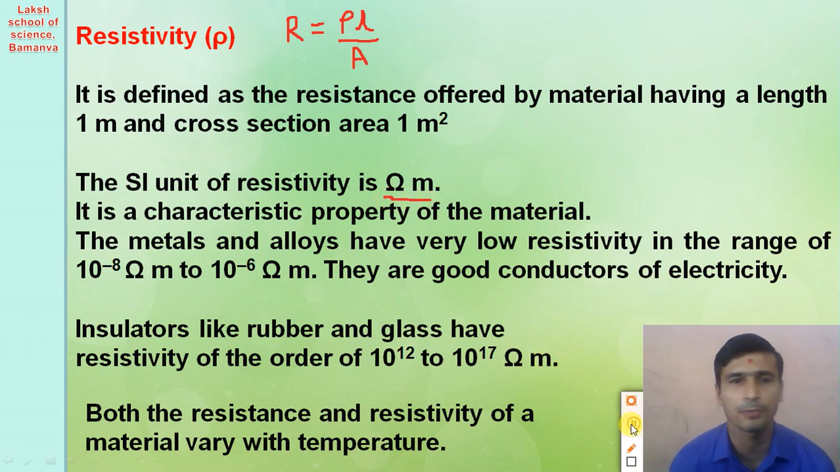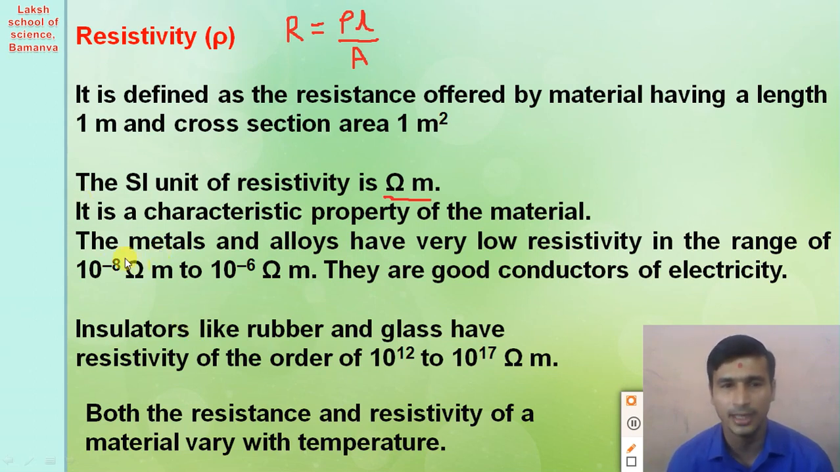Resistivity is a property of the material. The resistivity of the conductor depends on the type of the material, and to some extent it also depends on the temperature of the material. So resistivity is a characteristic property of the material. It does not depend on the dimensions of the material. Different materials have different resistivity, and to some extent it depends on the temperature also.